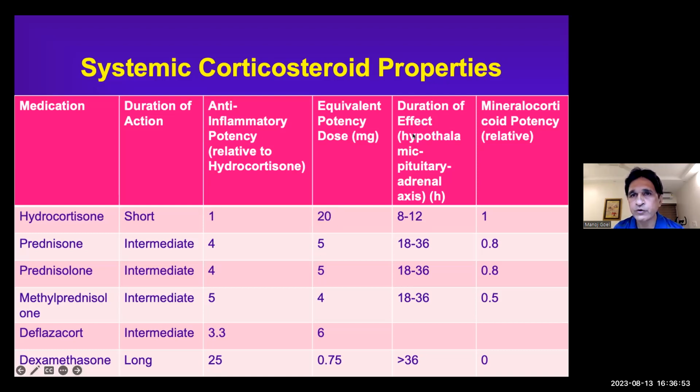Okay. The duration of effect depends upon the HPA axis suppression, and hydrocortisone has a duration of 8 to 12 hours. Prednisolone and methylprednisolone have 18 to 36 hours, and dexamethasone has more than 36 hours. Similarly, the mineralocorticoid activity is least with dexamethasone. So if somebody has congestive heart failure with fluid retention, you would try to use dexamethasone compared to others.